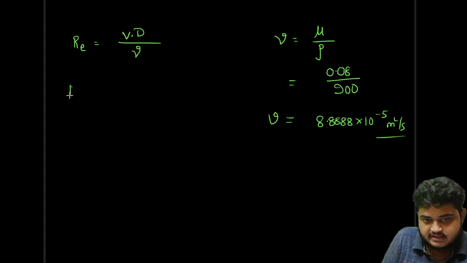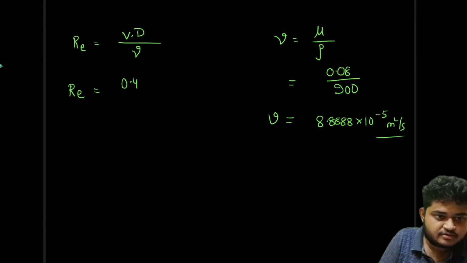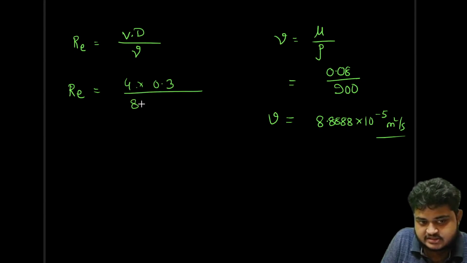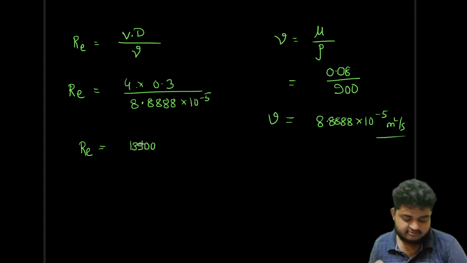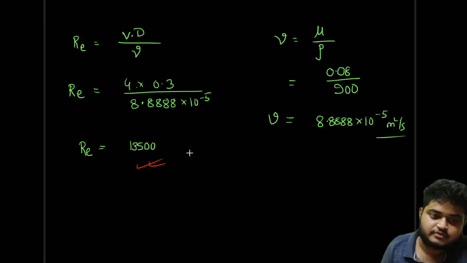Now let us calculate the Reynolds number. What is the velocity? The velocity was 4 meter per second, and the diameter we have calculated is 0.3 meter, upon 8.8888 into 10 to the power minus 5. So the Reynolds number will come out as 13,500. So option C will be the correct answer for the question.